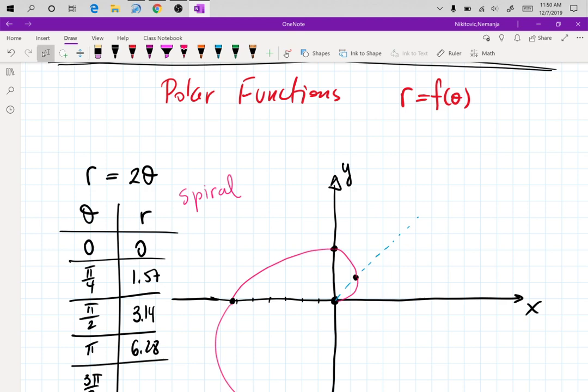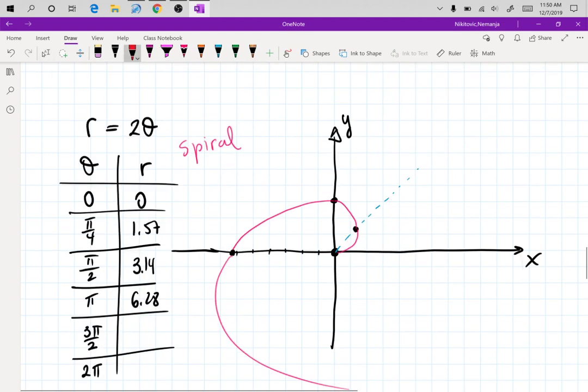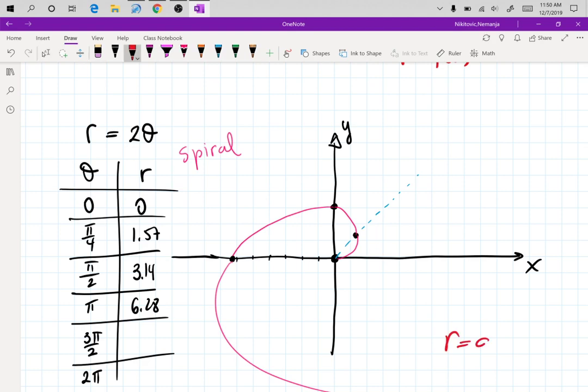A polar function is now r equals f of theta. So theta is the input and r is the output. r equals 2 theta turned out to be a spiral. Technically, r equals a theta is a spiral.